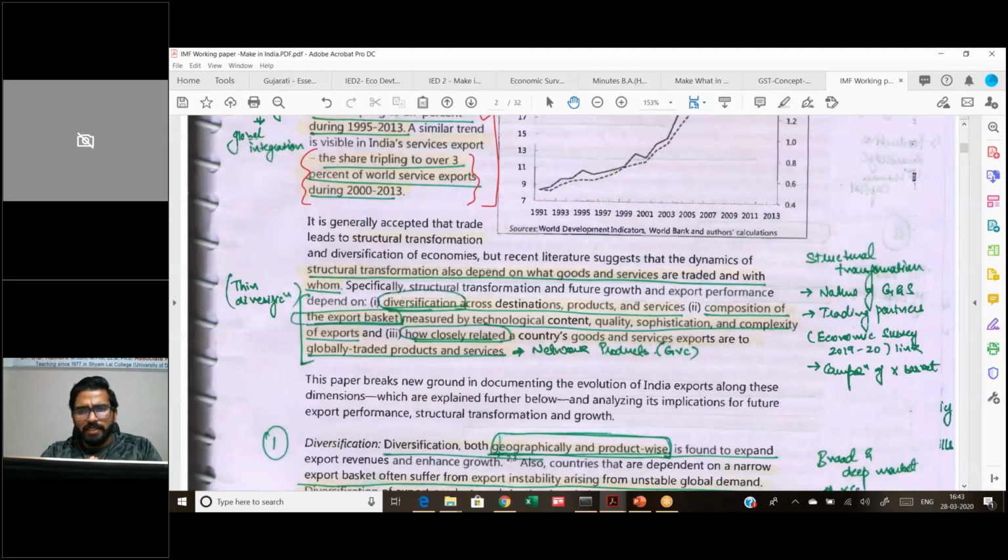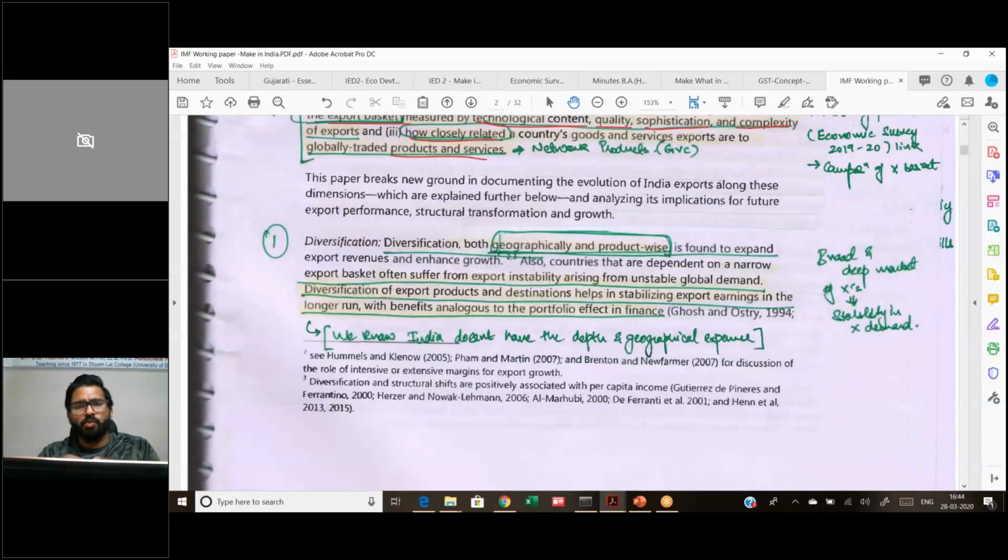Now, as we have already discussed, this reading is going to talk about how structural transformation depends on the kind of goods and services that you're producing, and who you trade with. So it depends on the diversification of your exports across destinations, across products, across services. It talks about the composition of your export basket in terms of technological content, quality, sophistication, complexity. These are all jargons that we are going to discuss, and how closely the goods that you are producing are to globally traded products, which is perhaps coming close to the concept of network products, which we have already understood.